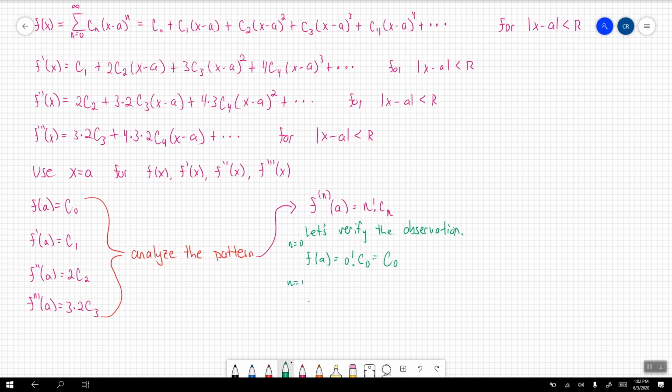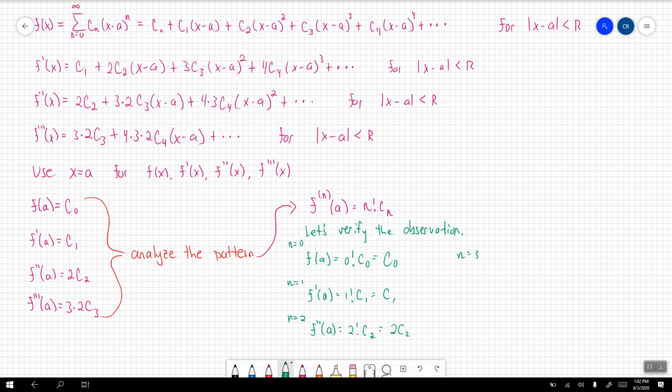Let's look at the next one. n is equal to 1. So that's the first derivative, then that means 1 factorial multiplied by c sub 1, then this is just c sub 1. Looks like what we got here. Alright, let's look at the next one. n is equal to 2. Second derivative. That's 2 factorial multiplied by c sub 2. 2 factorial is just 2, so that's just 2 times c sub 2. That's exactly what we got.